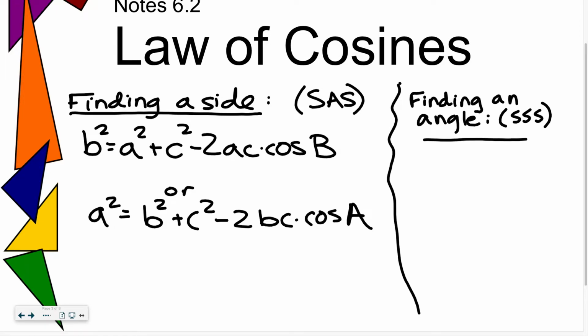So for this formula, essentially what you're doing is, we would take this formula that I have here, B squared equals, and I would try to get the cosine of B all by itself. So subtract the A squared, subtract the C squared, divide by negative 2AC, and this formula will look like the cosine of B equals... If you really work that out algebraically, you'll divide by a negative, so you'll change all the signs. It'll be A squared plus C squared minus B squared all over 2AC.